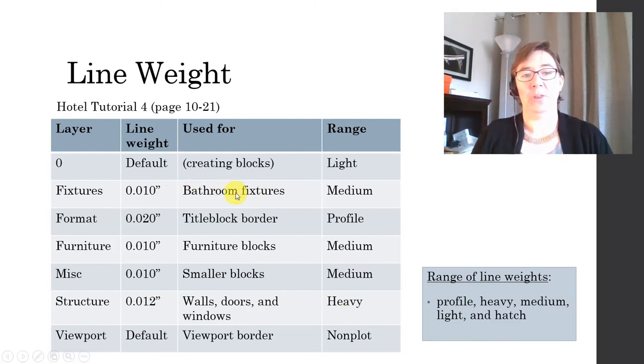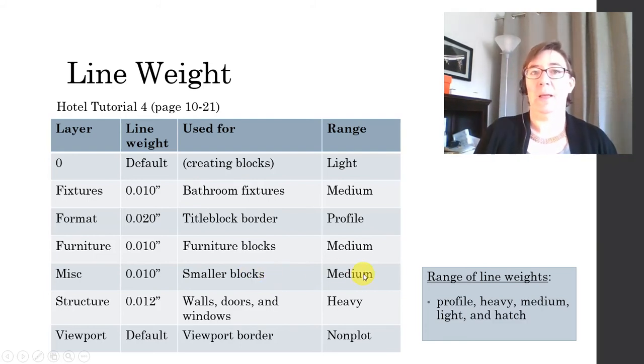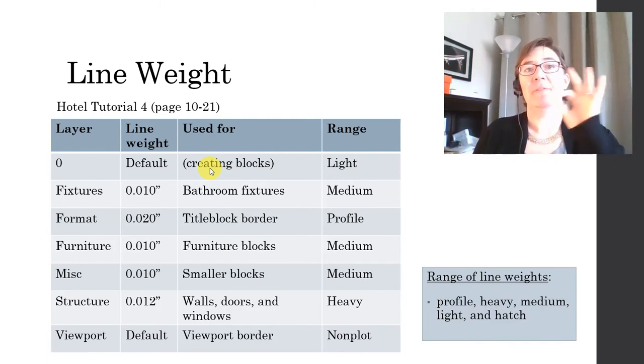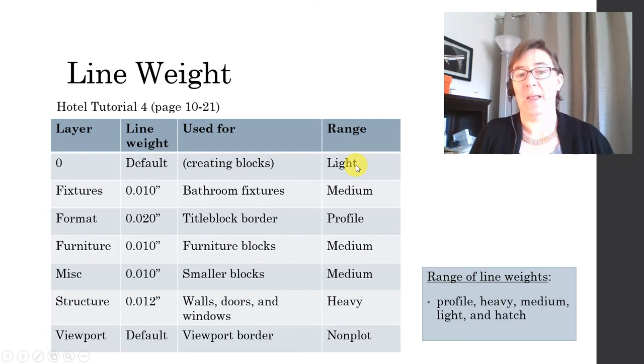Your bathroom fixtures, your furniture blocks, and the smaller blocks such as, I don't know, the telephone, are on a medium line weight. The default line, by the way, when you don't assign any line weight in AutoCAD, there's a default, and it's a very thin or light line weight.